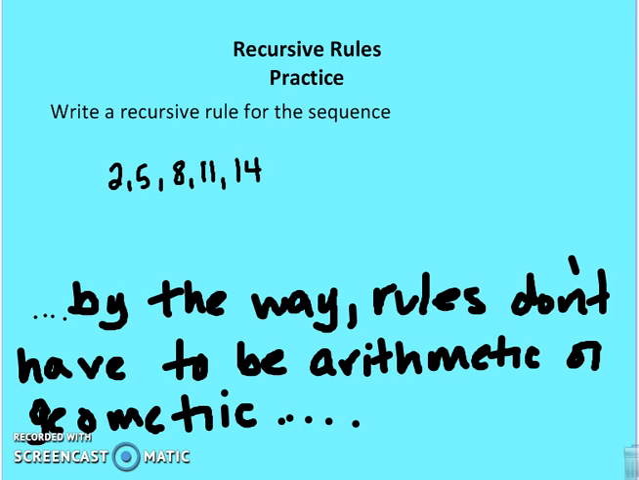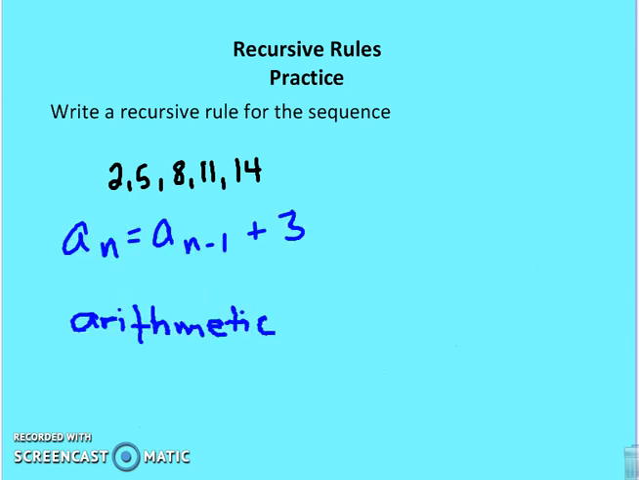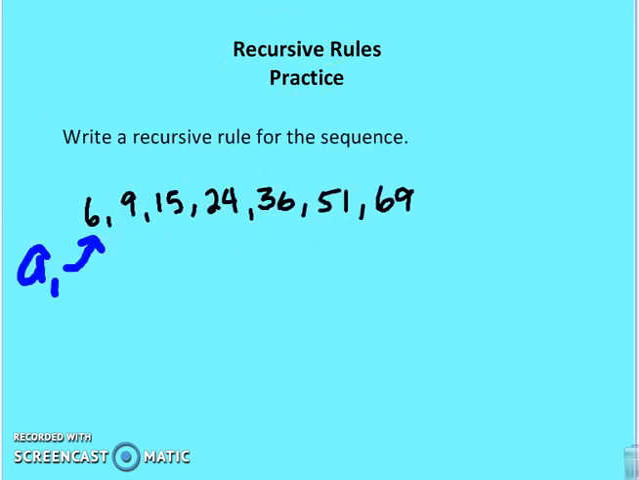All right, so let's write a rule for the sequence 2, 5, 8, 11, 14. Let's first determine if this is geometric, arithmetic, or neither. And by the way, these rules don't have to be arithmetic or geometric. Right, so we've determined that it's arithmetic, common difference of 3. A sub n is equal to a sub n minus 1 plus 3. So that's our rule, and it's arithmetic.